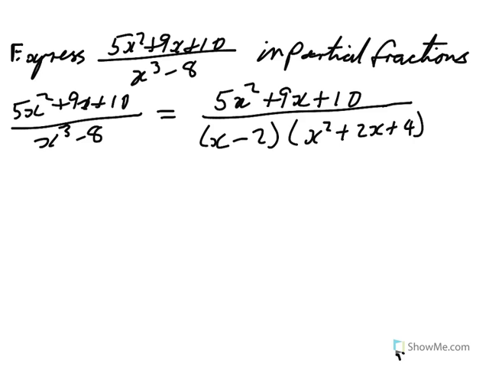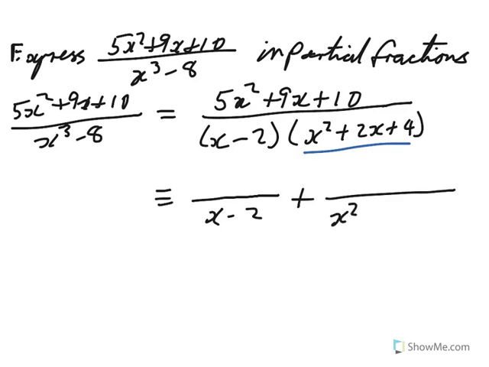Here's the other one. Now this time what you notice is that you have a factor that's not able to be reduced or factorised in itself. So what do we do about that? Well, what we do about that is that we say that that's equivalent to A over... right, so what are the factors? x take 2 and the other one's x squared plus 2x plus 4. So there's just an A on there.